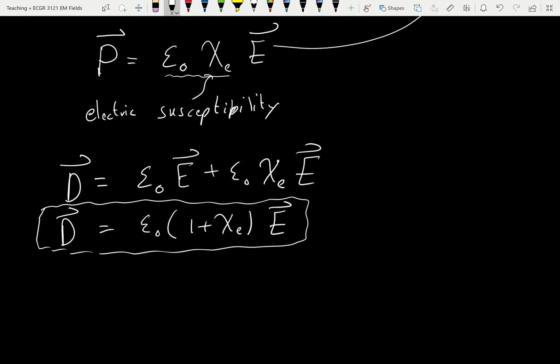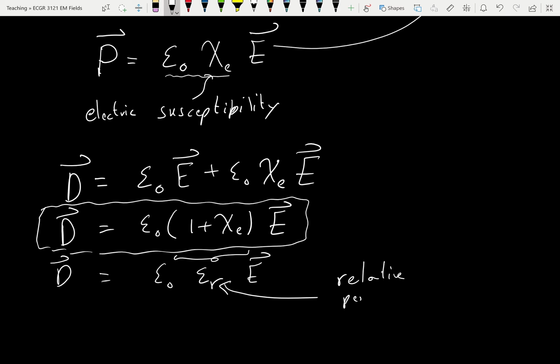Right, so that's one way. Or you can lump 1 plus Z as what's called epsilon R. Right, so instead of epsilon naught (1 plus Z) E, I could say epsilon naught epsilon R E, where epsilon R is the relative permittivity, right? Or I can combine this whole thing and this whole thing to get D equals epsilon E.